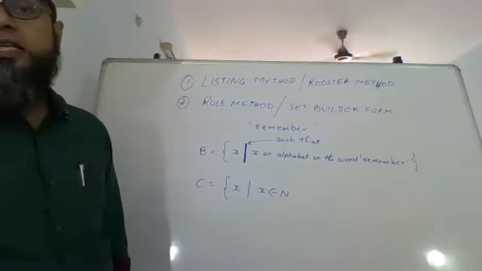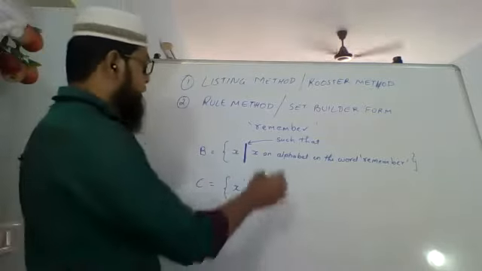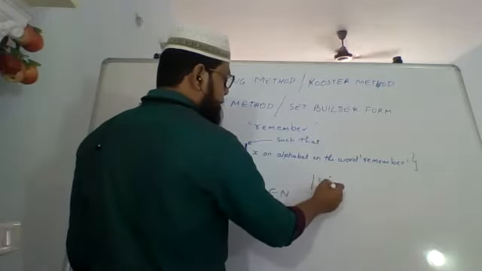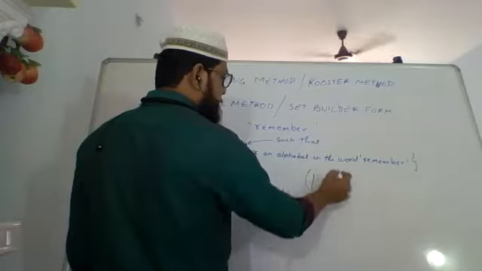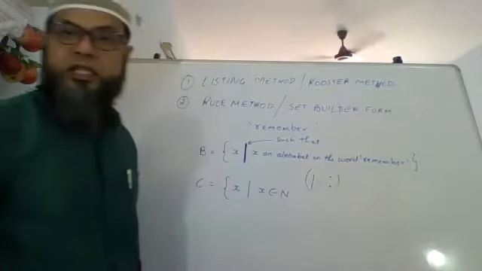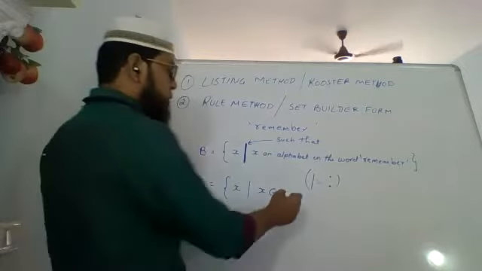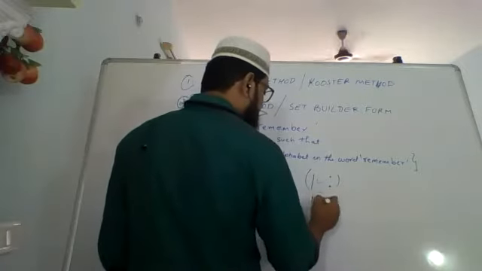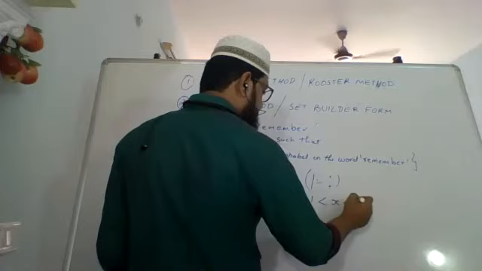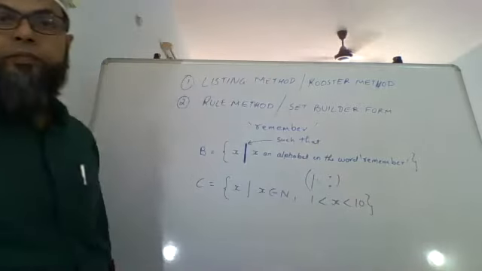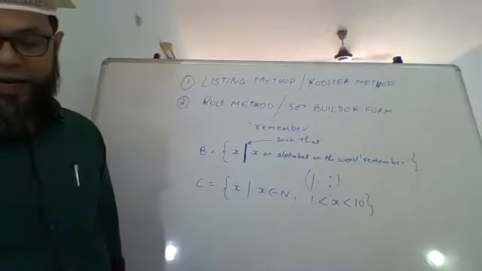अच्छा, vertical line की जगह पर कभी कभी colon भी देते हैं. That is also the same. In place of this line, they can also write a colon. So X belongs to natural numbers such that X lies between 1 and 10.